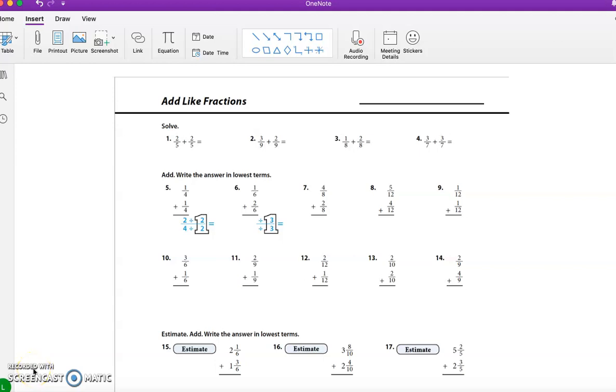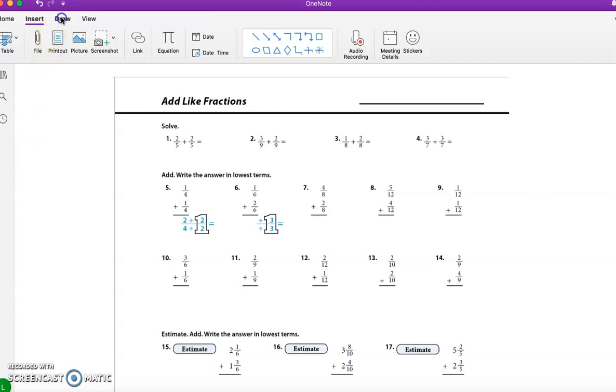Today we're going to start a new chapter, and this chapter is about fractions. So this week and next week while we're learning about fractions, we're going to do some addition, subtraction, multiplication and division. But for this lesson, we're going to only focus on addition with the same denominator.